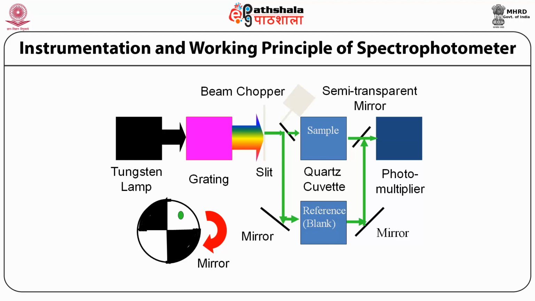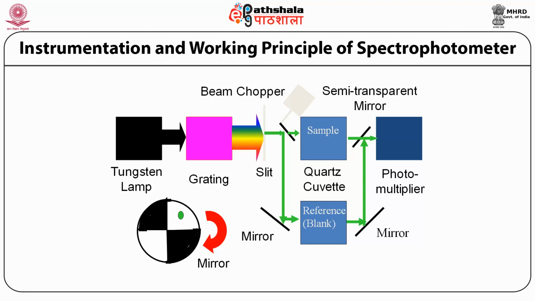Polychromatic radiation of more than one wavelength enters the monochromator through the entrance slit. The beam is collimated and then strikes the dispersing element at an angle. The beam is split into the component wavelengths by a grating or prism. By moving the dispersing element or the exit slit, radiation of only a particular wavelength leaves the monochromator through the exit slit.